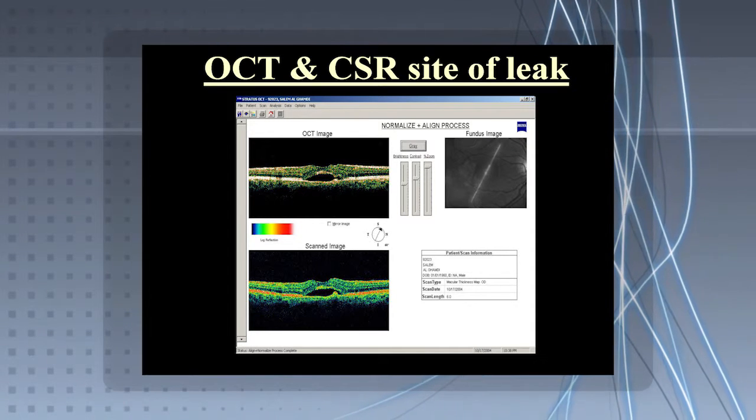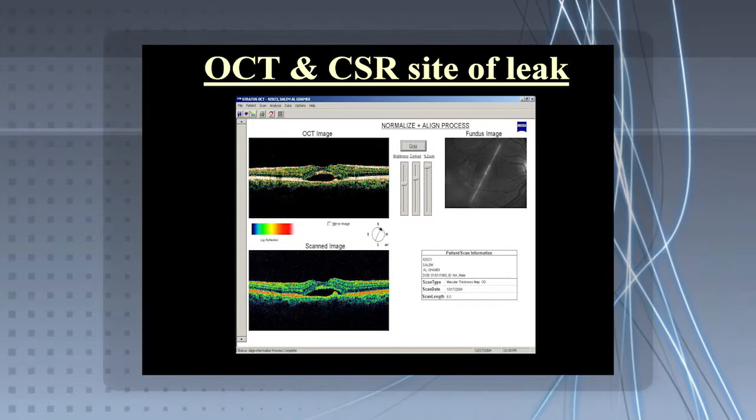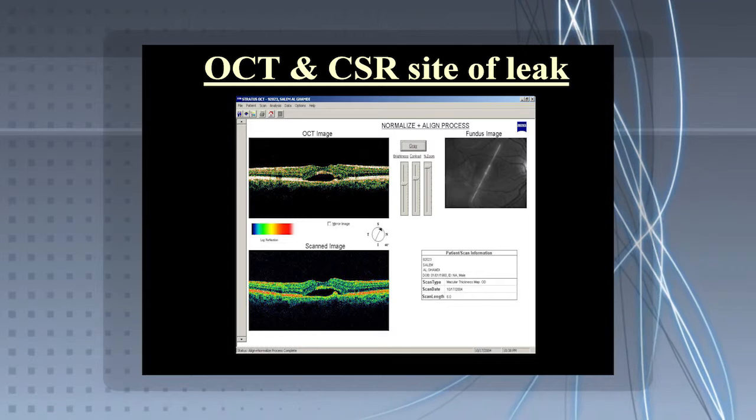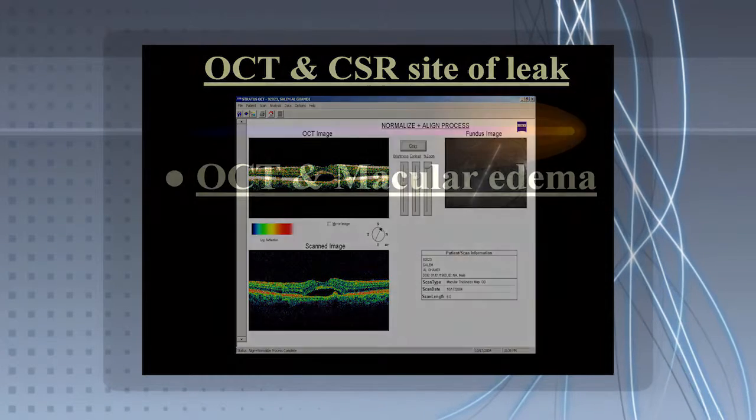So if you are going to make any laser for extrafoveal leaking CSR, you are obliged to do the fluorescein angiography after diagnosing it with the OCT.